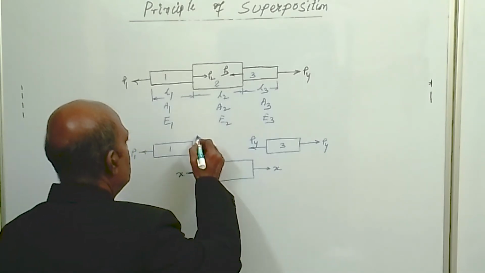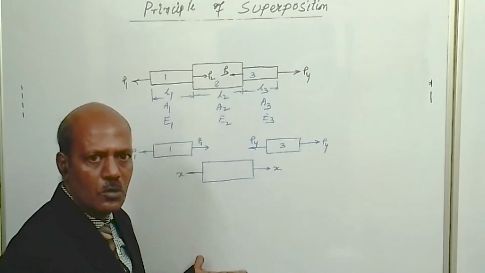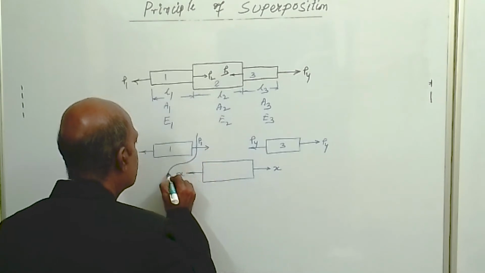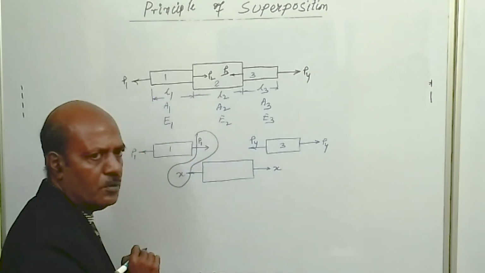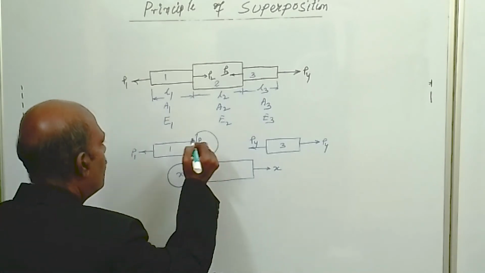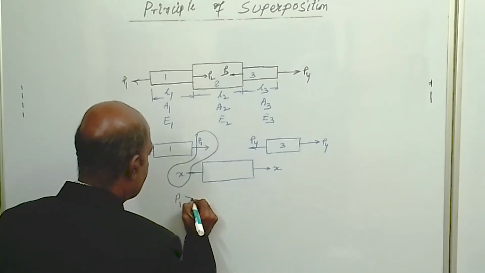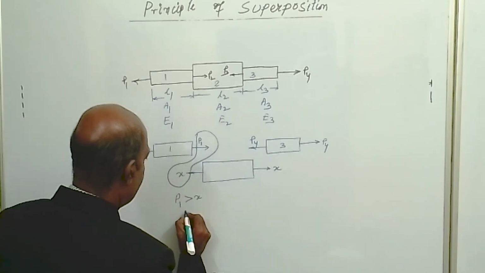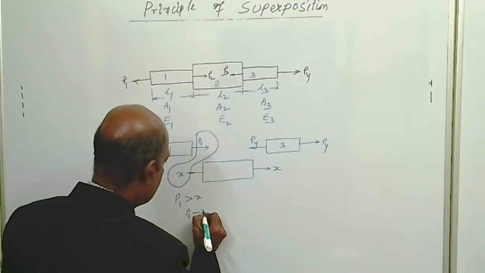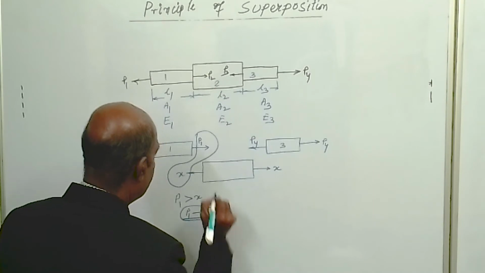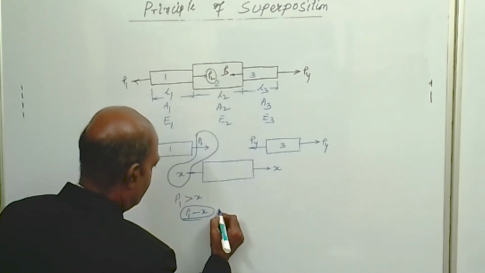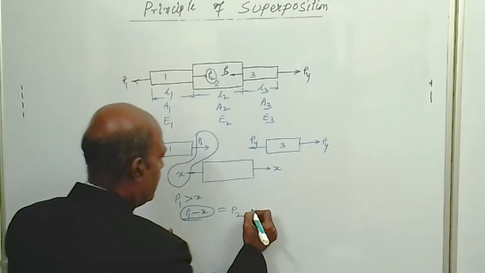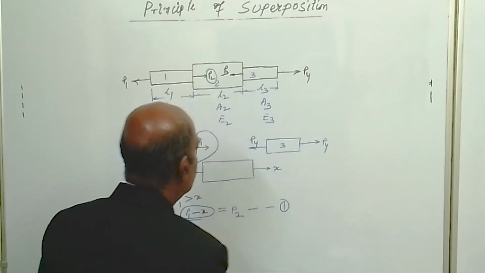Now P1 and X are the loads, that means these are vector quantities. So if we find the sum of these two vectors, two parallel forces acting, say if P1 is greater than X, then the magnitude of load acting towards the right is P1 minus X, and that is given here as P2. P1 minus X is equal to P2. Say this is equation number 1.